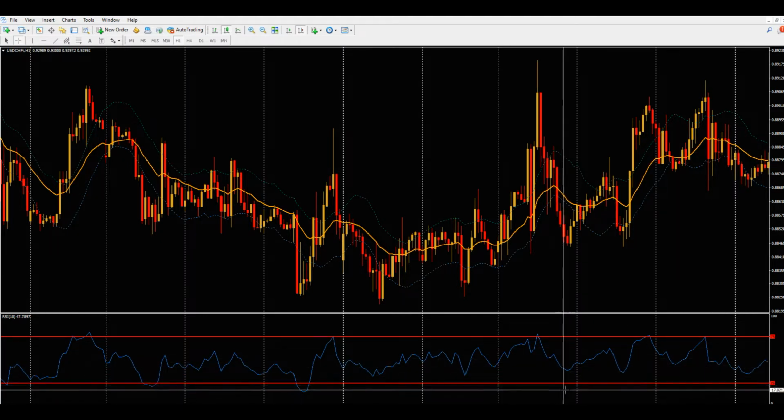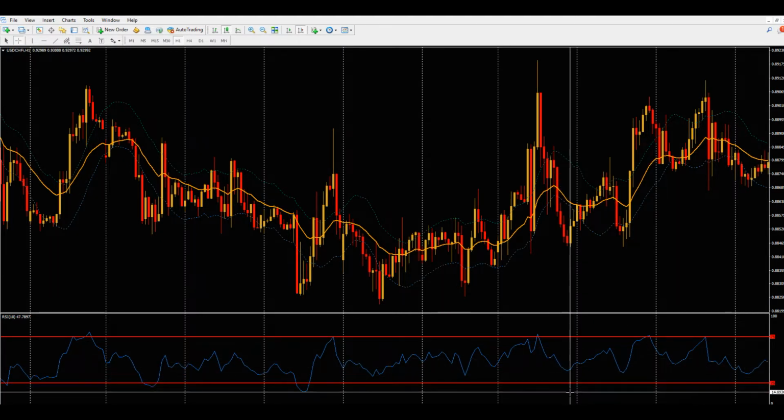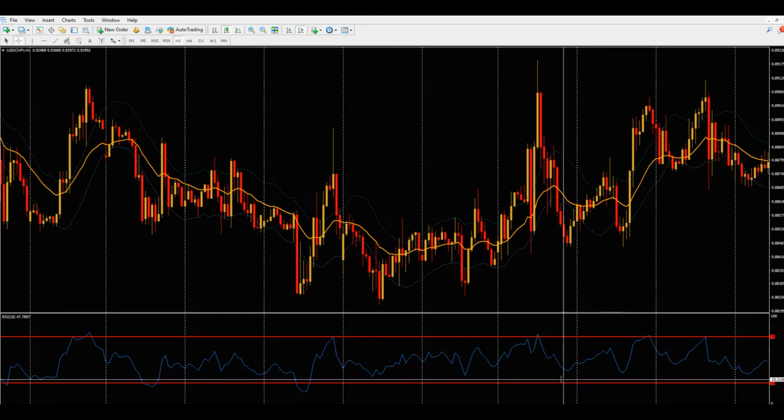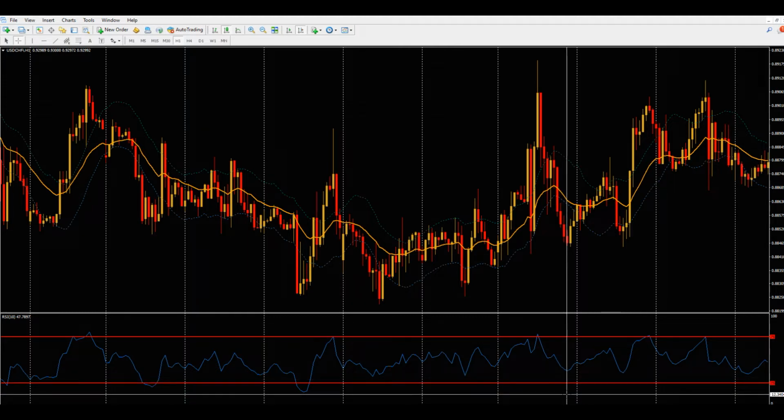Now if this would have been way down here below this 25 level, then we're going to tell the bot or the EA not to trade it. All right, do not trade it. And the reason we want to do that is because if it's already down here, it's already overextended.